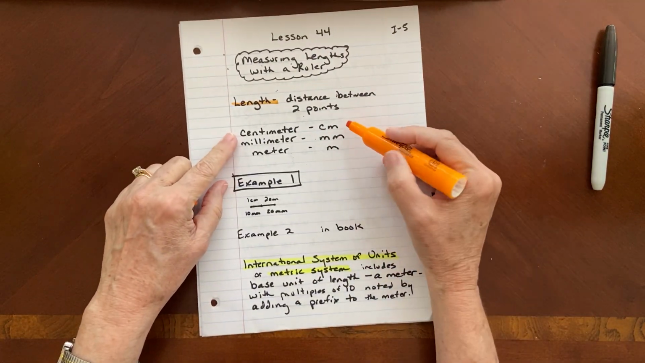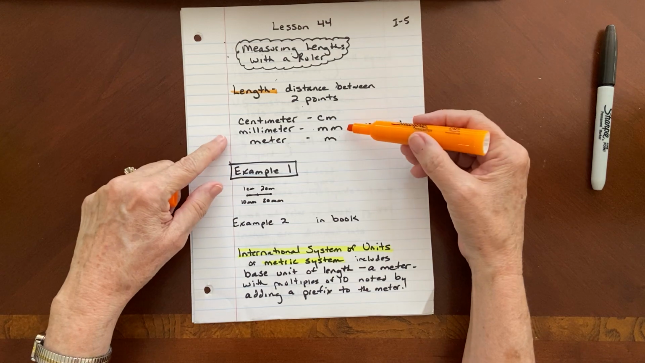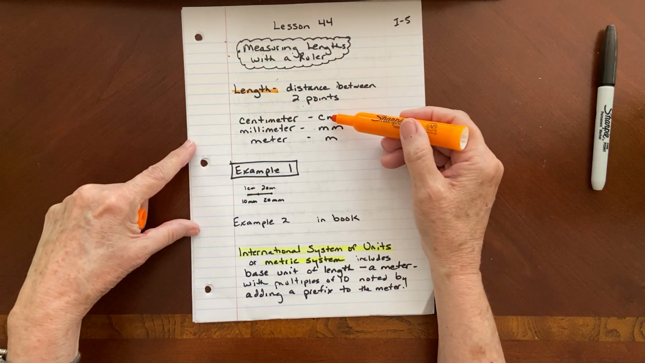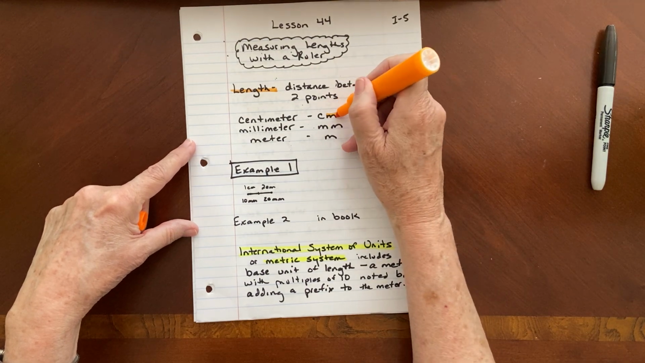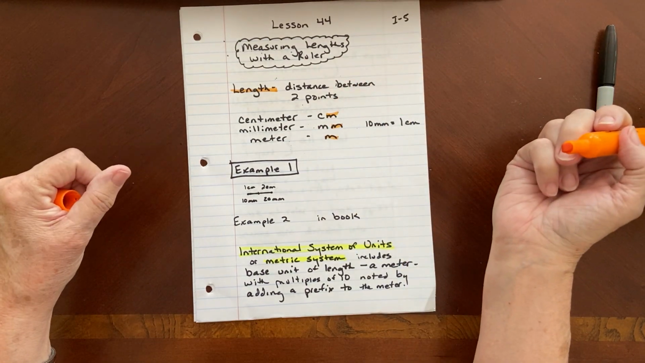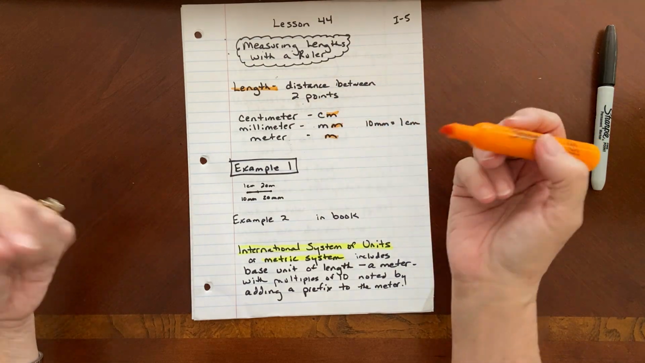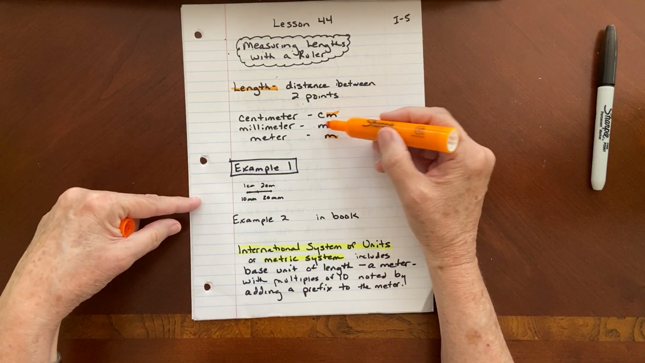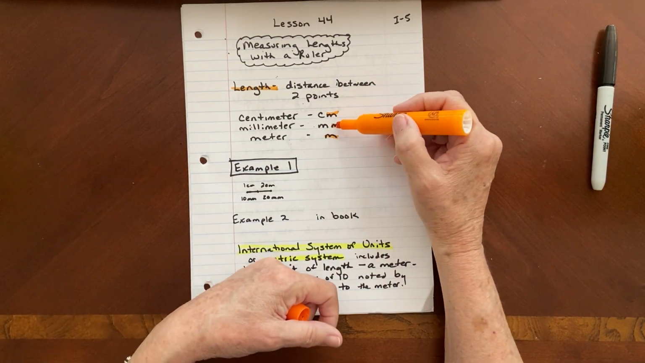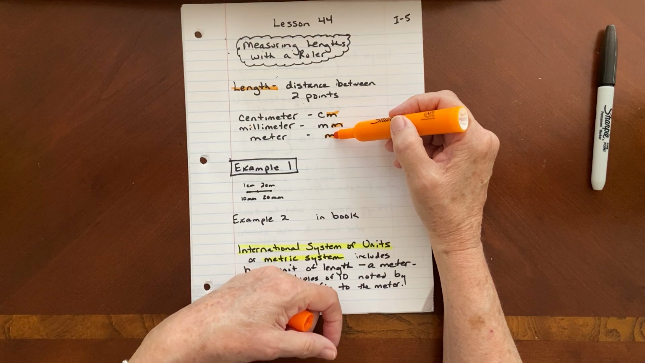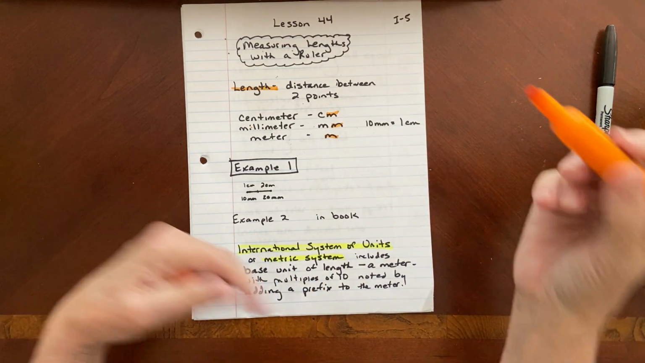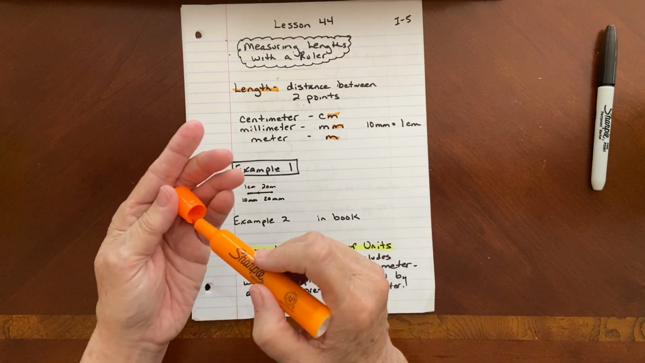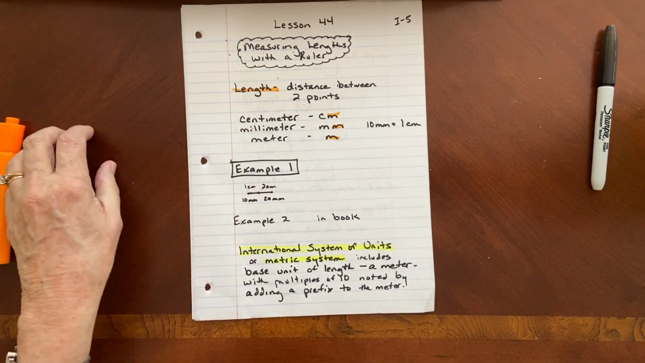A centimeter can be abbreviated cm, a millimeter, mm, and meter is just an m. So if you notice, those m's all stand for meter. This C stands for the prefix centi. This M stands for the prefix milli. That's always confusing to people, that mm for millimeter and just plain m for meter. So 10 millimeters equals 1 centimeter, and 100 centimeters equals 1 meter.